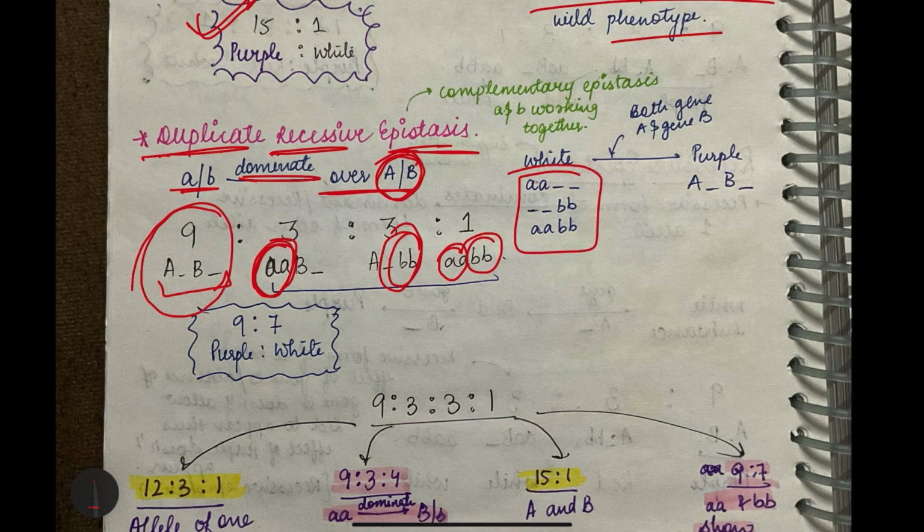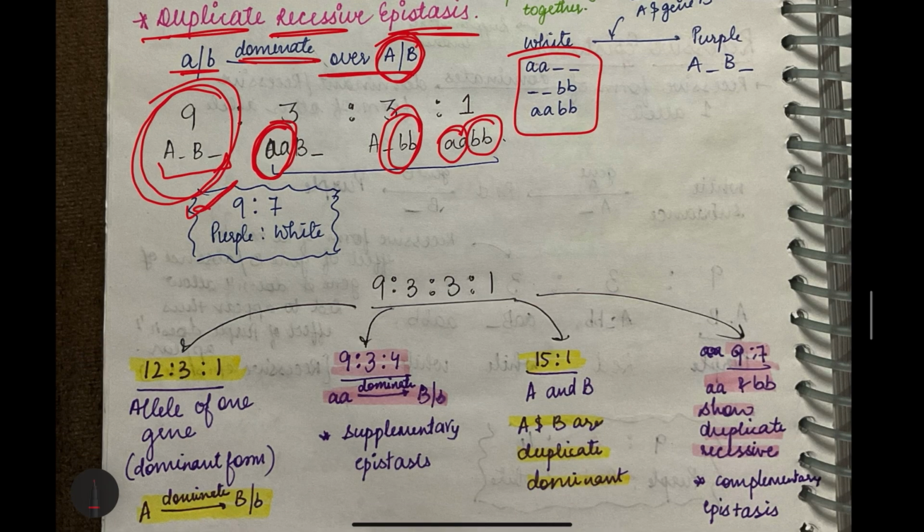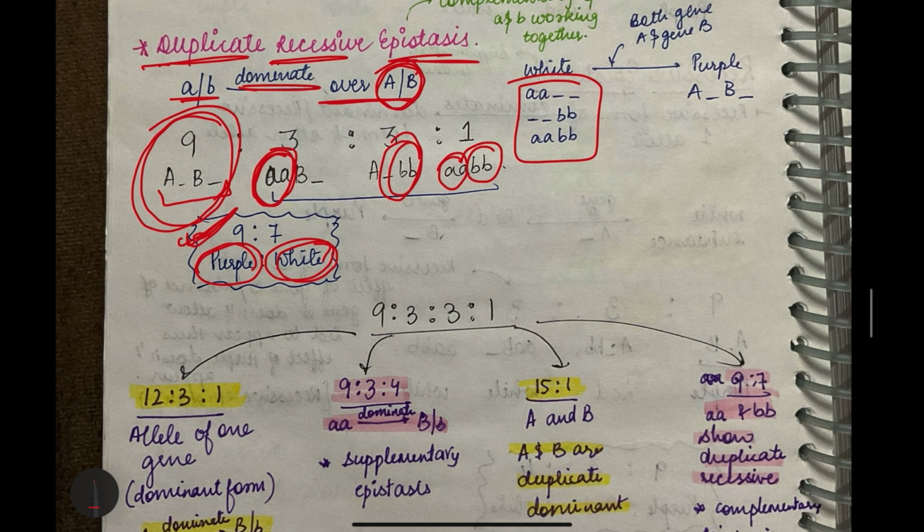Only when both are dominant do we get a different case. That is 9:7. 9 purple flowers, the rest all white. Where one or both of the genes are in recessive form, we get the white flowers. That is the default case. Only the action of both the dominant alleles shows purple color.